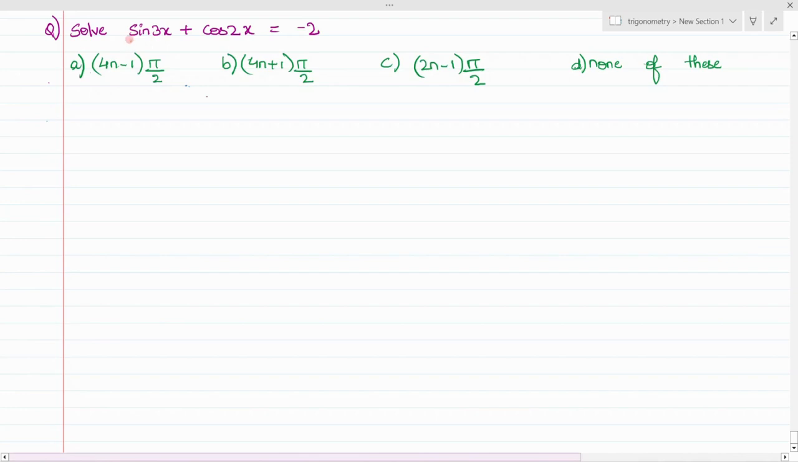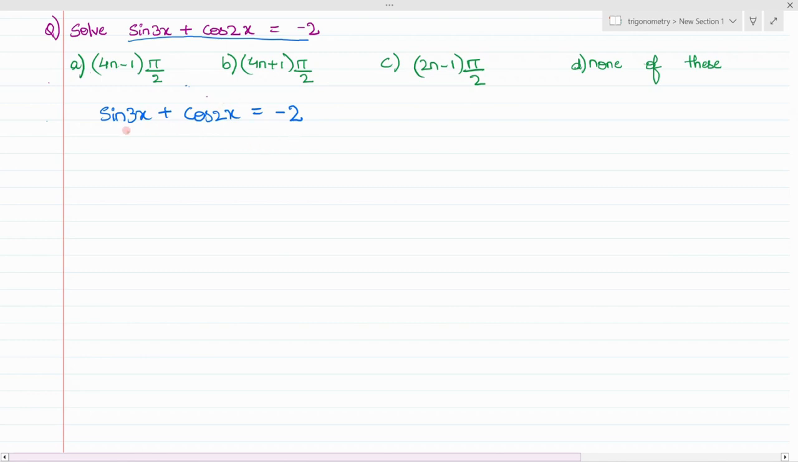In this question, we need to solve the given equation, which means we need to find the general solution of this equation. The given equation is sin 3x plus cos 2x is equal to minus 2. First, think: does this equation exist? Which means, will there be any solutions for this equation?